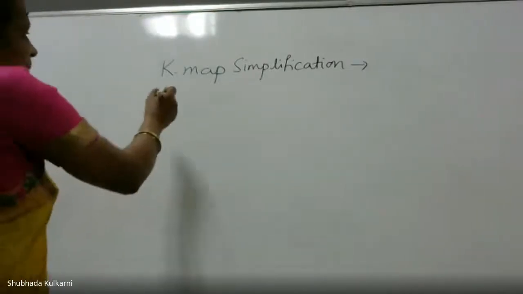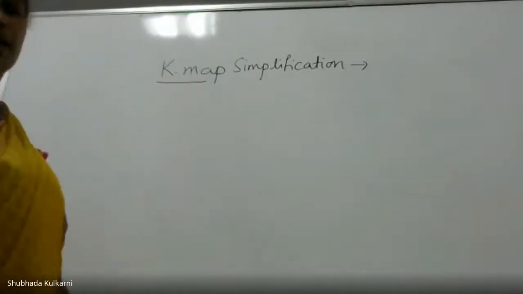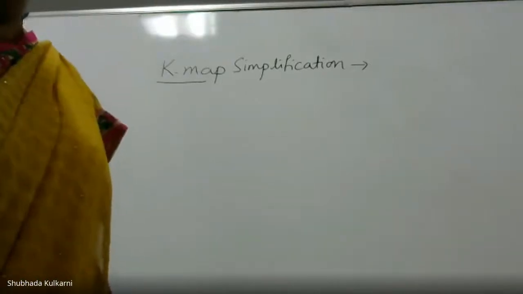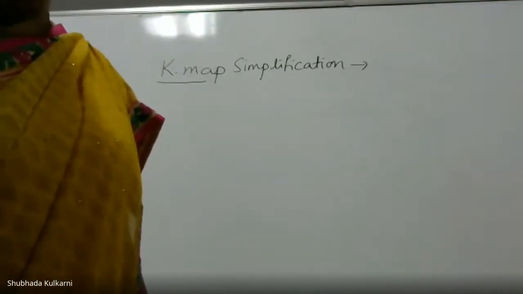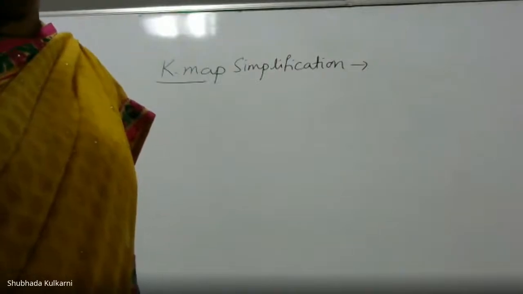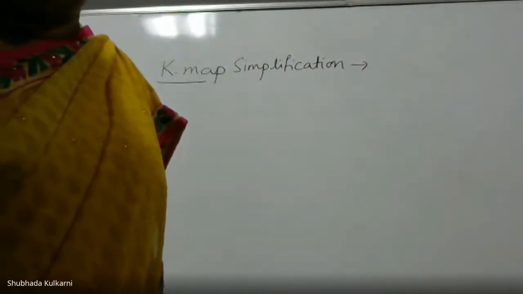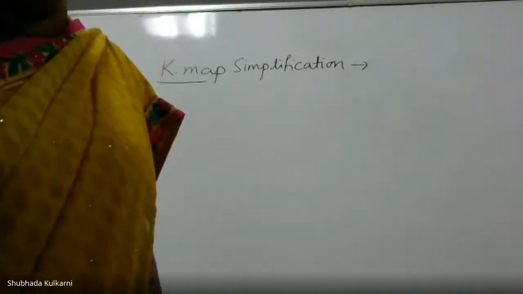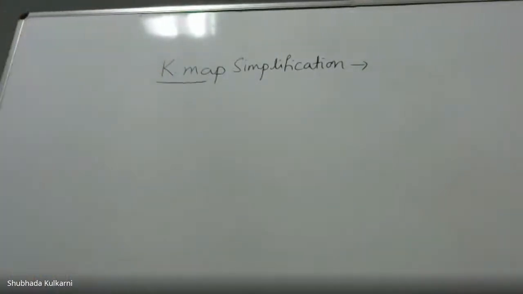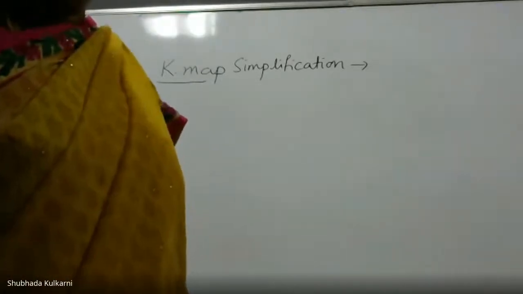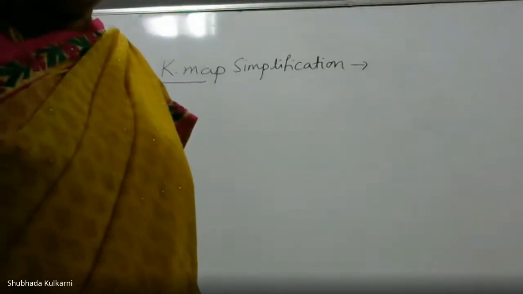Now, what is K-map? Karnaugh map. Okay. And this is one of the simplest methods used for simplification of a Boolean function in either SOP form or POS form. But initially we will focus on only SOP.